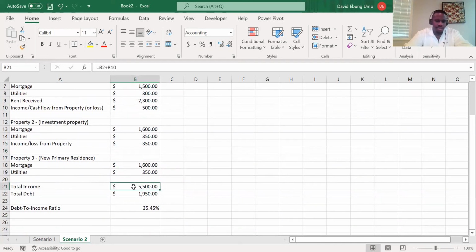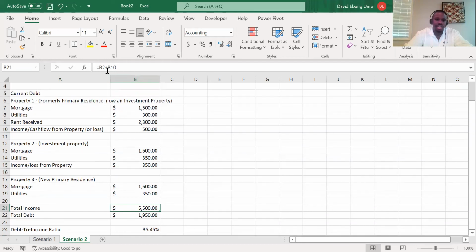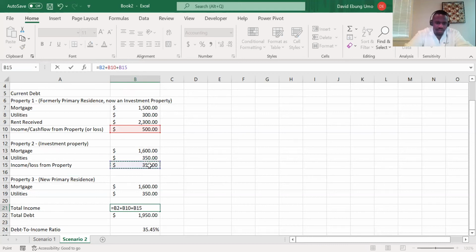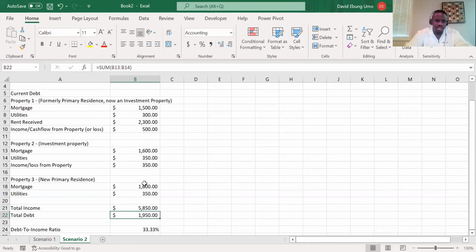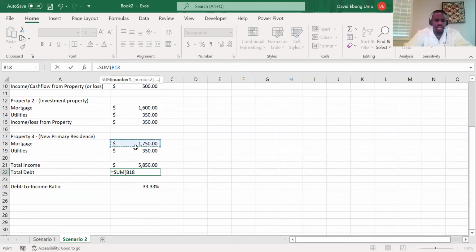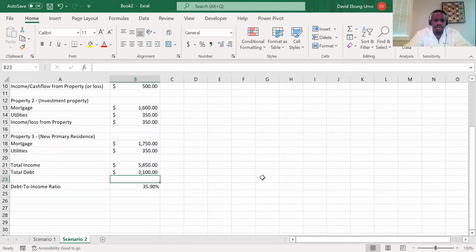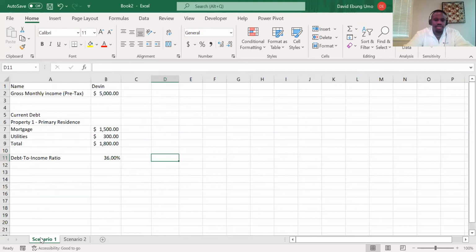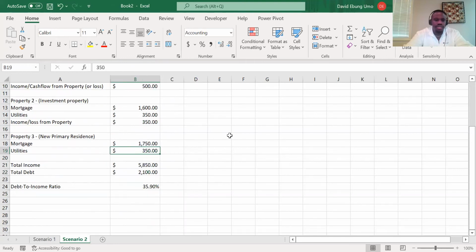So similarly, just like we did previously, your total income now will be this plus this, plus of course this bad boy right here, which is income from the second new investment property. And then obviously your total debt will be the same. Let's say the mortgage for this one now is 1750. That brings the total debt to, let's say, $2,100.